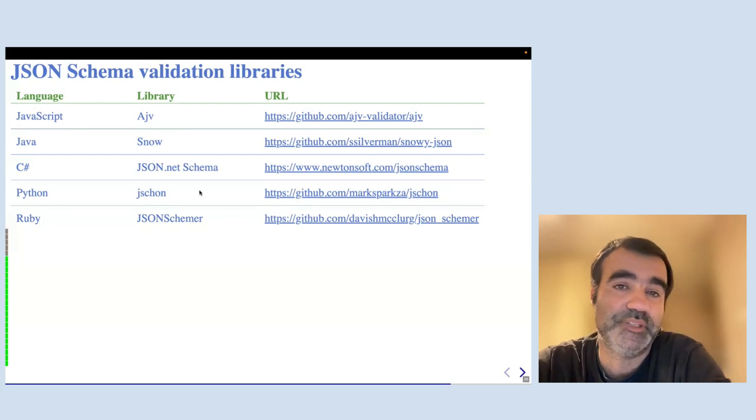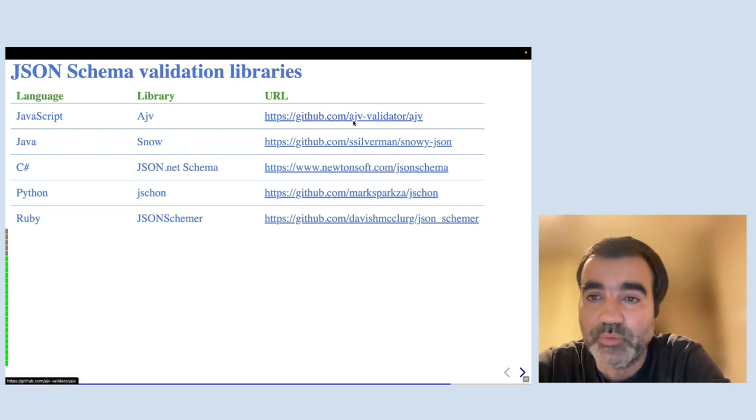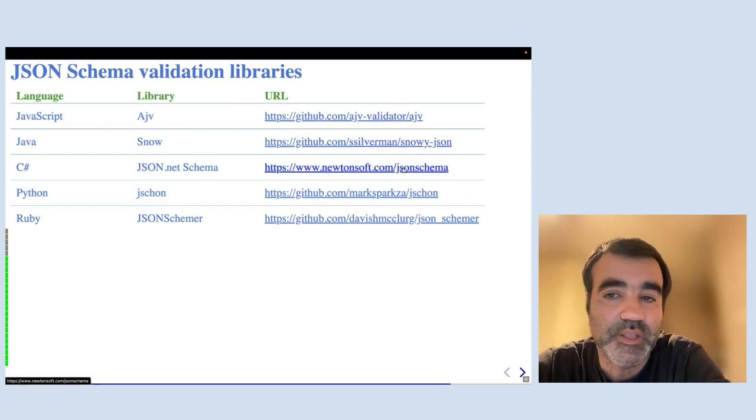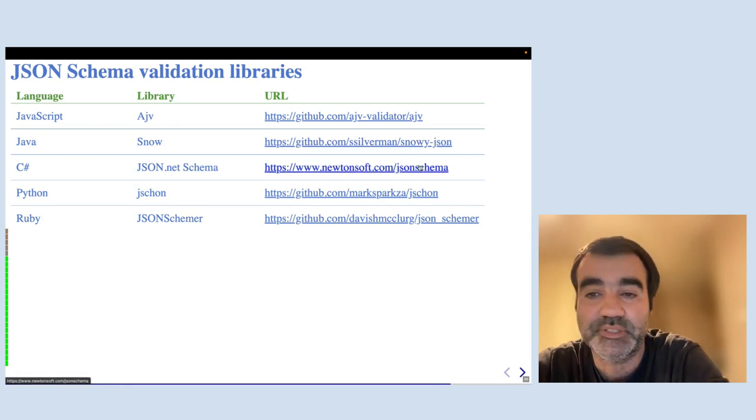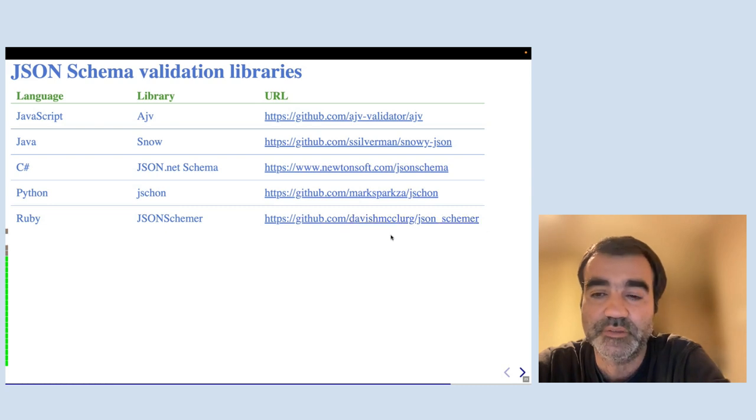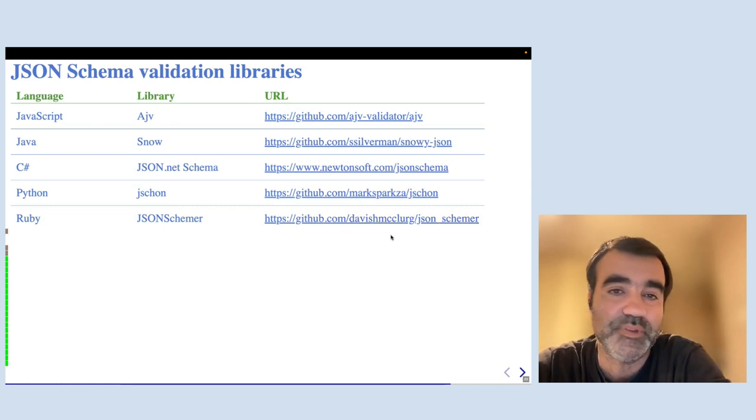As I mentioned, JSON schema libraries are available in probably virtually any language. In JavaScript, we have AJV. In Java, we have Snow JSON. In C Sharp, we have JSON schema. In Python, we have jsonschema. In Ruby, we have json-schema. And I'm sure that in Scala, there is something also, and probably in any programming language.